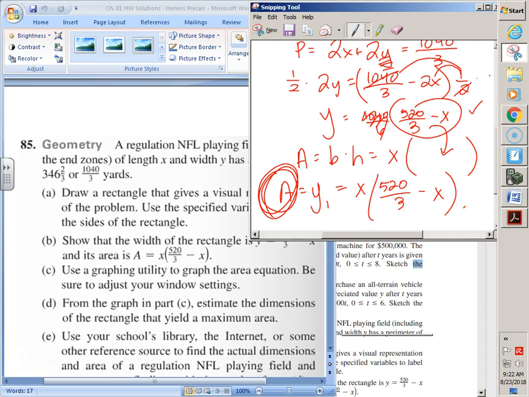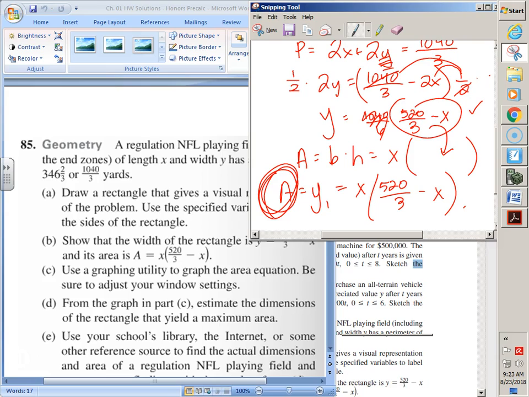Because if you think about it, what would your intercepts be for this guy? That might help you with your window. Your x-intercepts. You would set who equal to 0? Y equal to 0. What do we do when we have factors equal to 0? What did we do yesterday when we had y-intercepts, trying to find the zeros, and we factored? We set each one equal to 0. So wouldn't your intercepts be 0 and 520 over 3? And isn't 520 over 3 roughly 170?